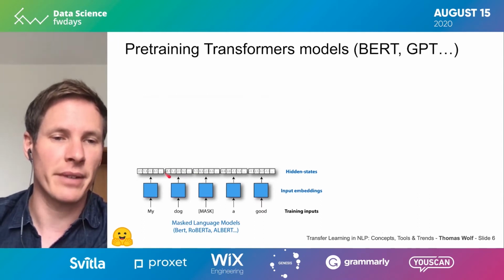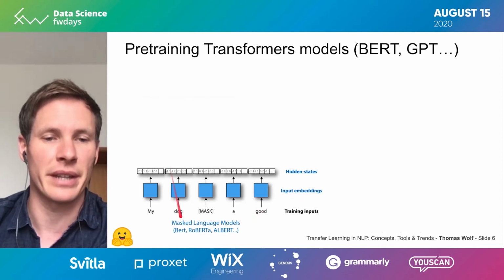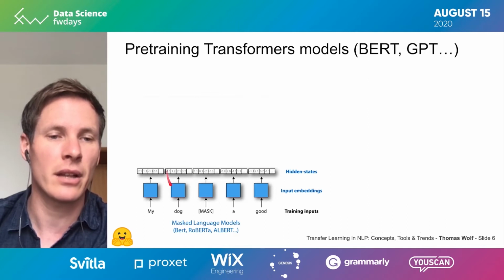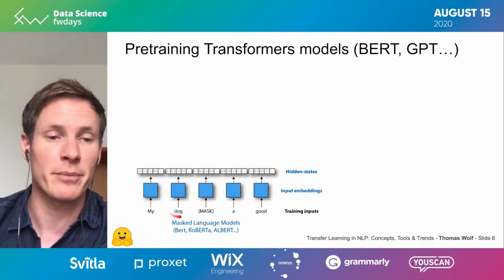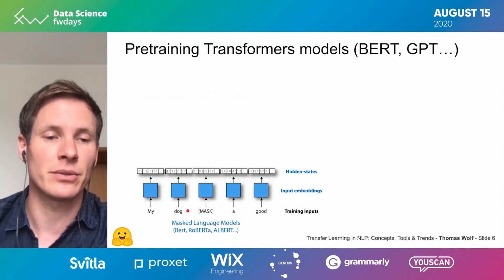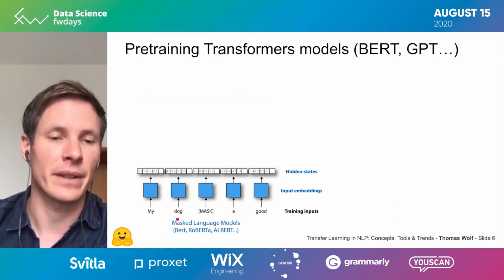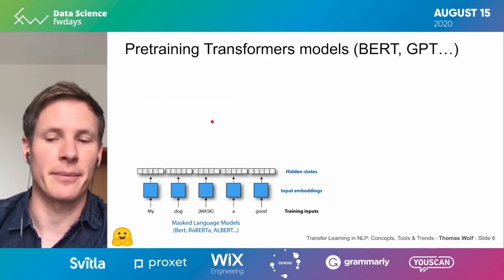And here we get vectors. These vectors are not contextualized. Like the dog vector here is only associated to the word dog and does not depend on the fact that there is my before or good after. This is a non-contextualized vector. So we want them to be contextualized. We want the hidden state associated to dog to take into account the left and the right context. Okay? So to do that, we use the attention mechanism.